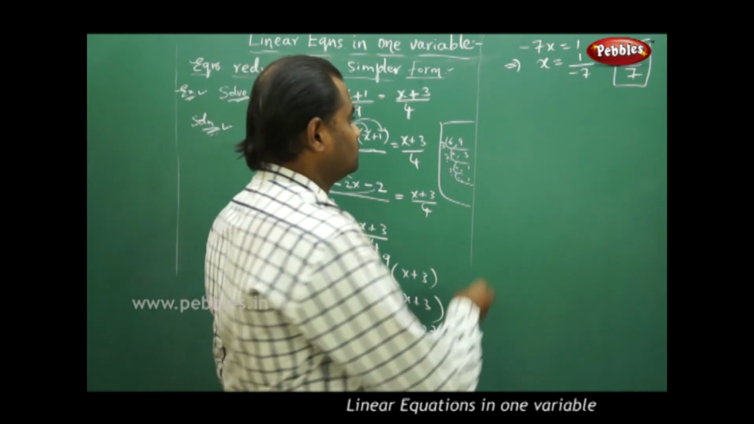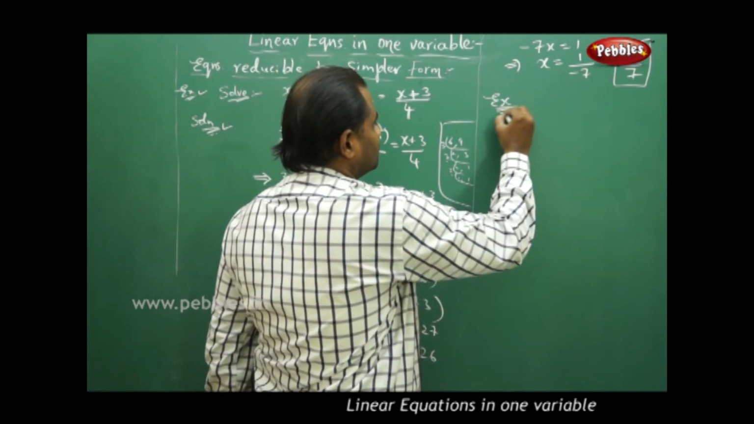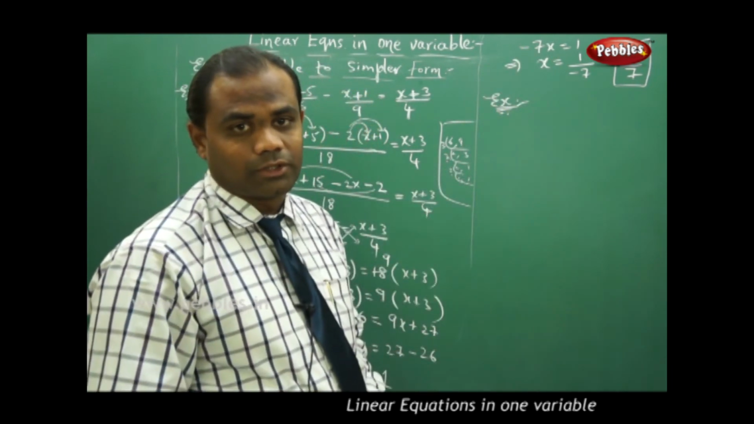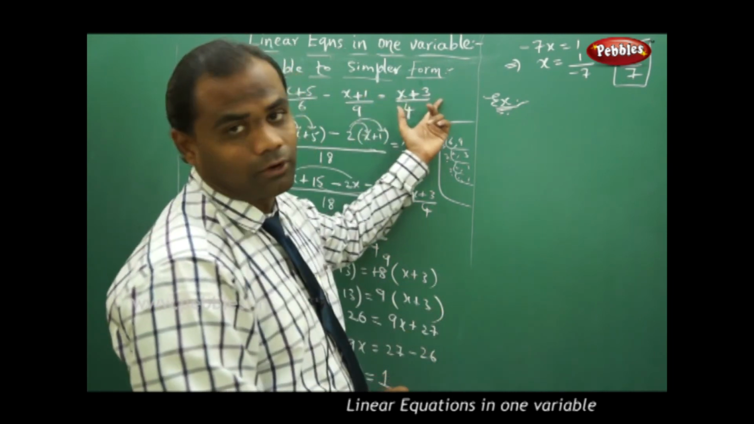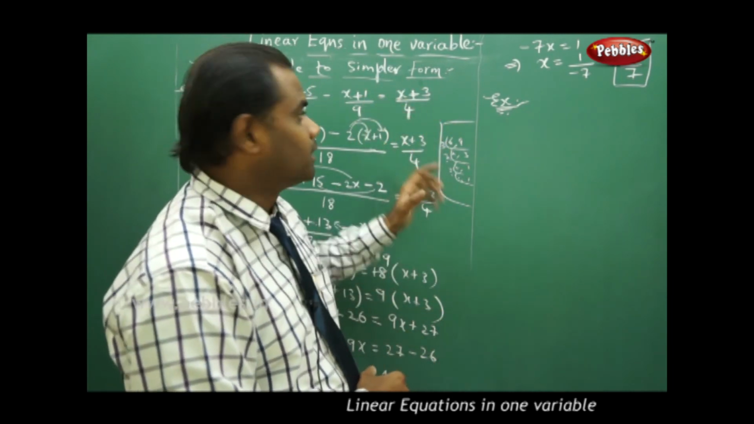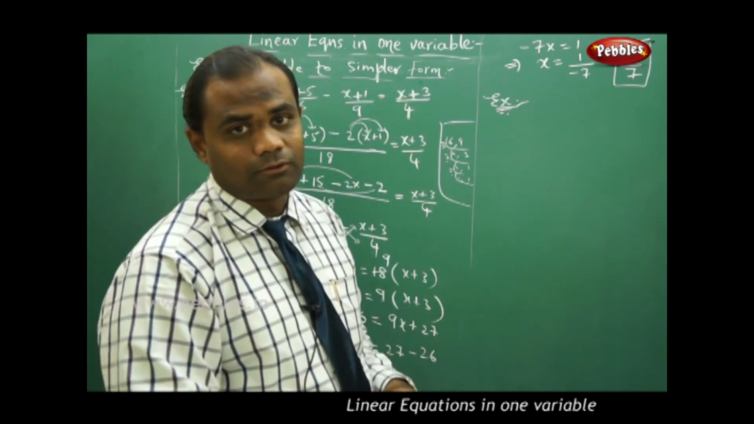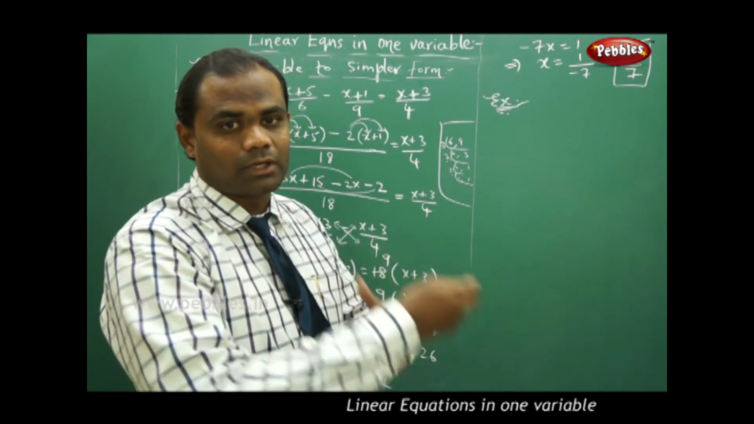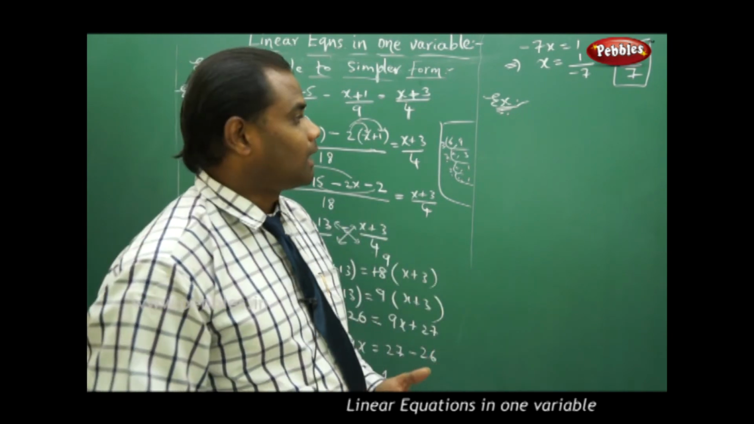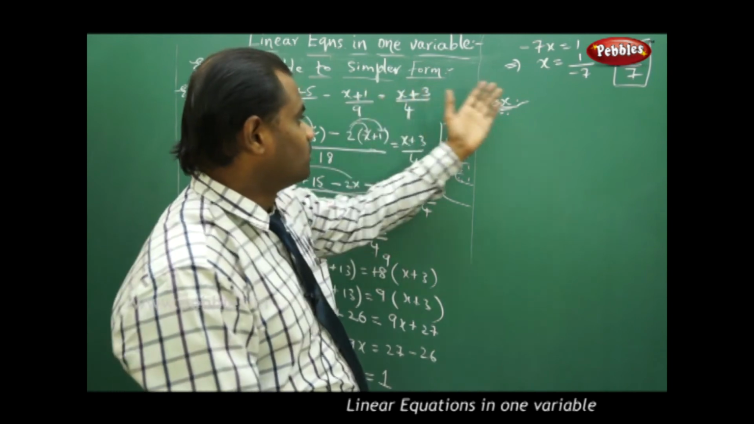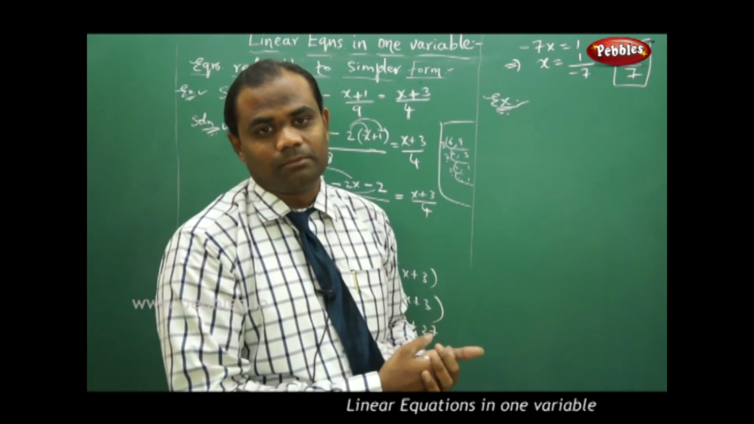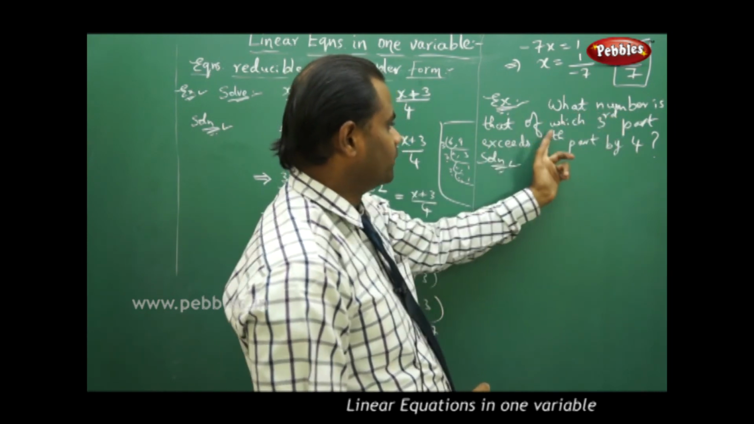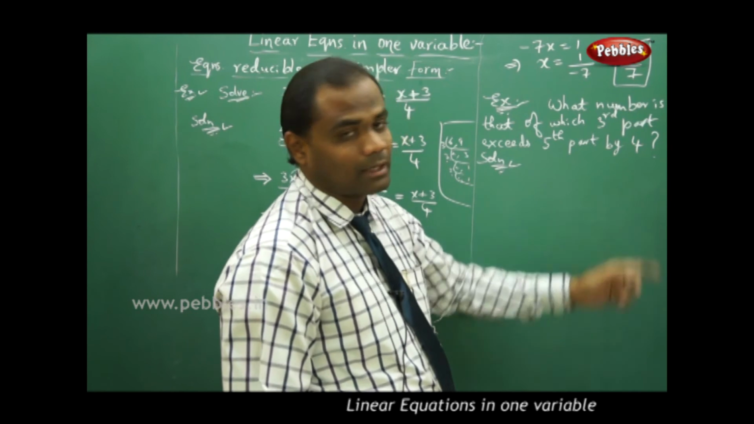So let's take one more problem where we will try to convert the given word form into the mathematical equation and then reduce it to the simpler form. So let's take a question where an equation is reducible to simpler form given as a word problem. Now I'm going to give a word problem, convert it into a mathematical equation, and then solve and reduce it to simpler form and find x, as we have done for the previous problem. So here is the word problem, which states: what number is that of which the third part exceeds the fifth part by 4?